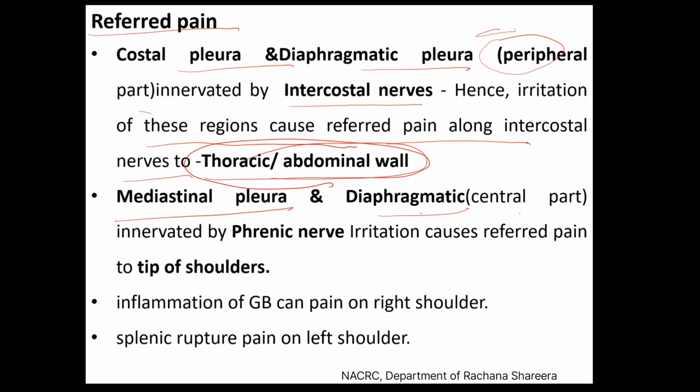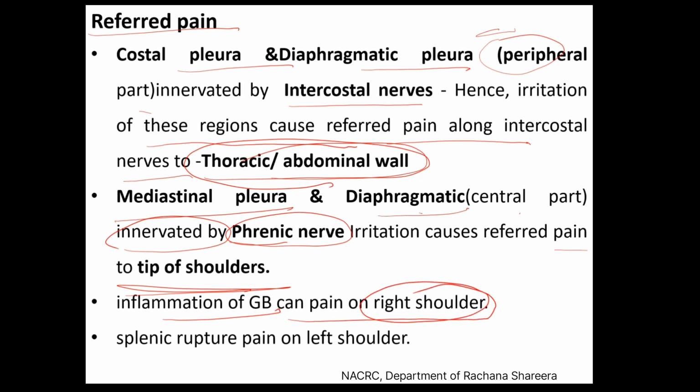The central part of the diaphragmatic pleura is innervated by the phrenic nerve. Irritation causes referred pain to the tip of the shoulder. Inflammation of the gallbladder can cause pain on the right shoulder. Splenic rupture causes pain on the left shoulder. These are some basic clinical points that you can remember.